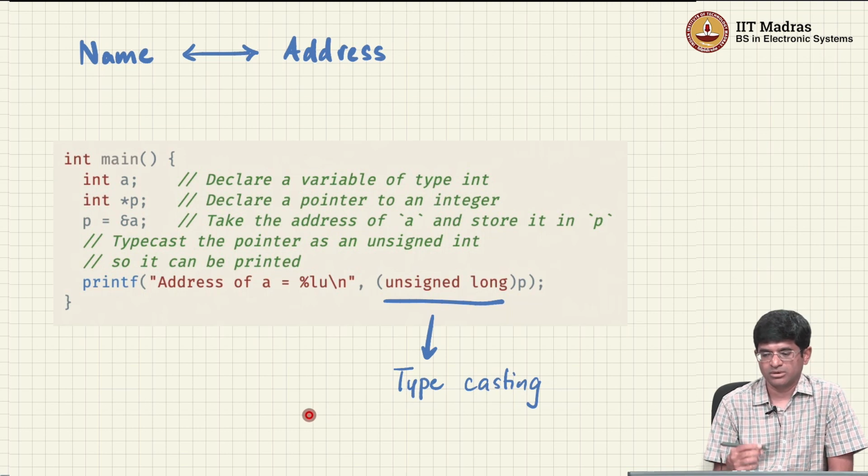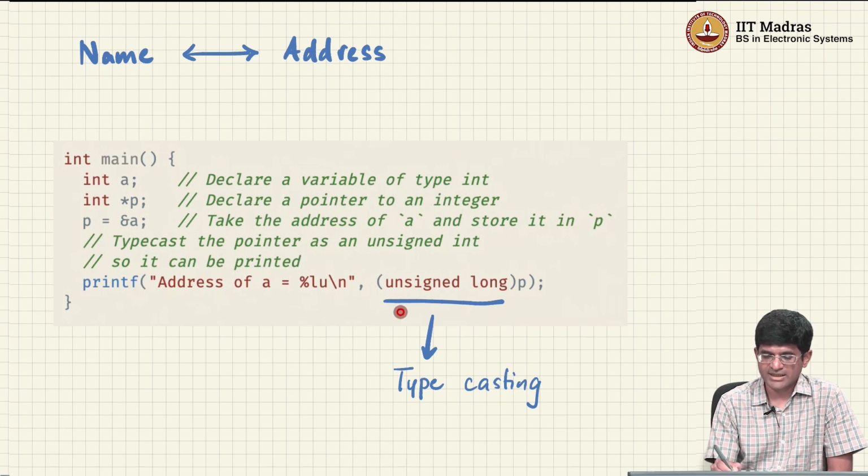Why unsigned long? A couple of things to keep in mind. A pointer is 8 bytes wide on a 64-bit machine, and so is long. So a pointer and the long data type are of the same size, but since a pointer is actually an address, it doesn't make sense to think of a negative value for a pointer, which is why I tell it to take this 8-byte value and treat it as an unsigned number and print it out, so I can actually see what the address looks like.